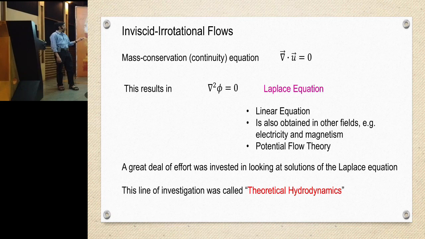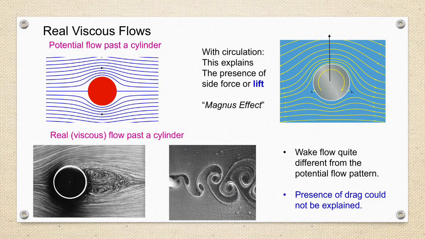Because the velocity can be expressed as a gradient of a scalar potential, or velocity potential, the study of this equation was called potential flow theory. And this line of investigation, especially in the 19th century, was called theoretical hydrodynamics, or hydrodynamics, and this was mainly pursued by applied mathematicians and physicists in the 19th century. So this is what I refer to here as hydrodynamics, one of the two disciplines.